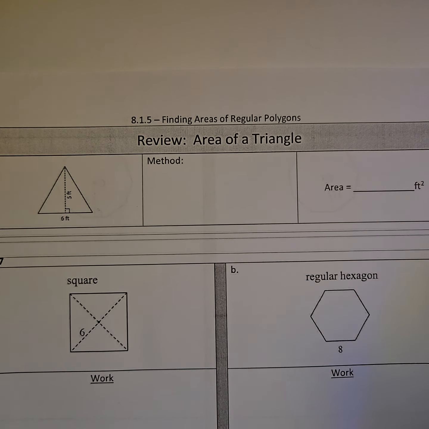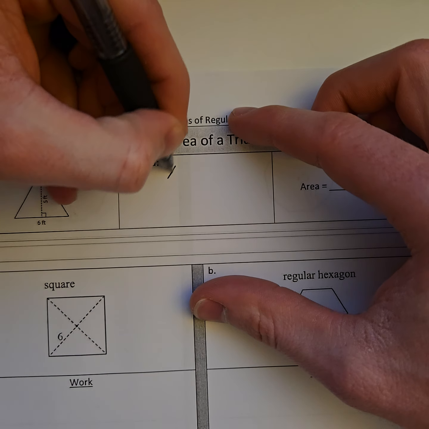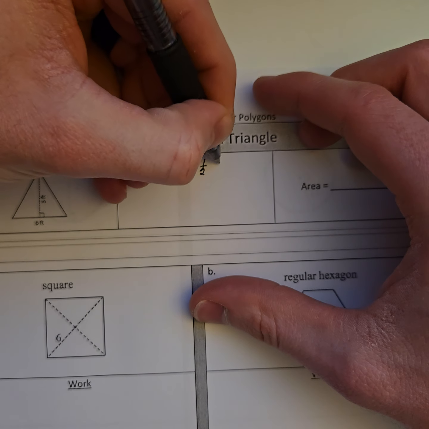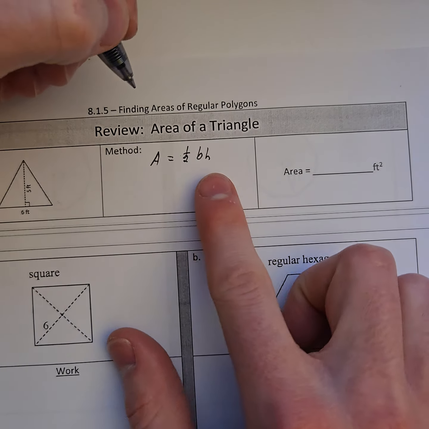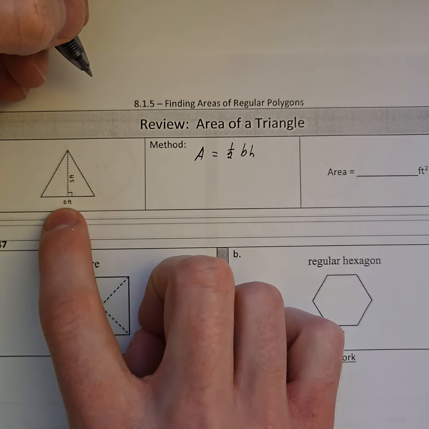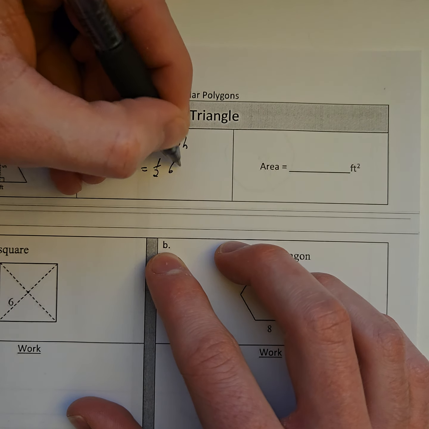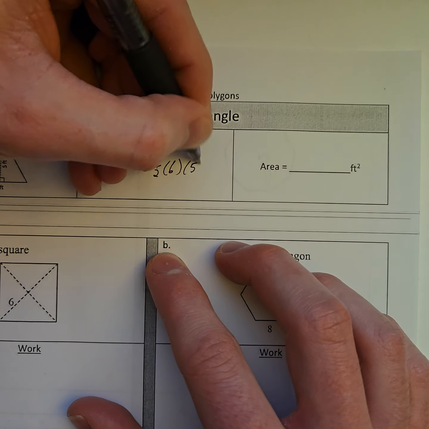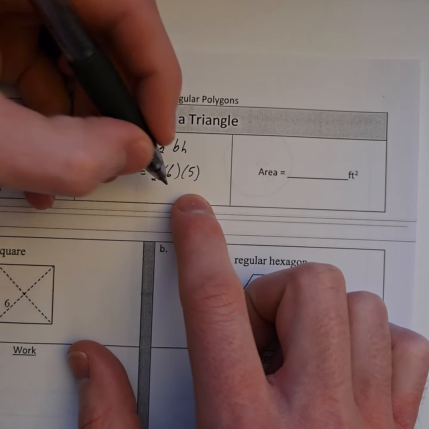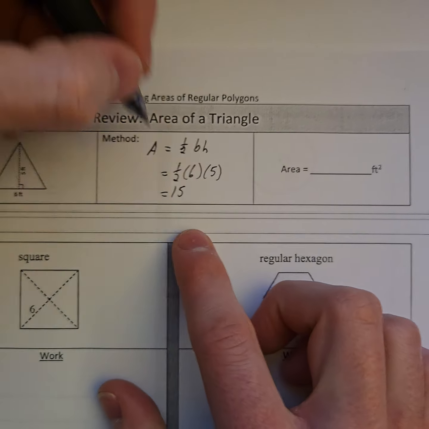All right, so you should have paused the video here. Hopefully you guys remembered how to do this. The area of a triangle, remember, is area equals 1/2 base times height. That's the formula for the area of a triangle. It gives you the base and the height, 6 and 5. So we just plug in those numbers for B and H. 1/2 of 6 is 3. 3 times 5 is 15. So the answer is 15, and our units there are feet.